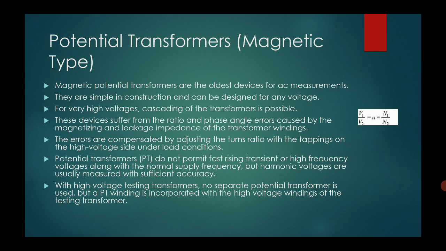These devices suffer from the ratio and phase angle errors caused by the magnetizing and leakage impedance of the transformer windings. So this is one of the issues, that because of this magnetizing and leakage impedance, a phase angle and ratio error will be present. The errors are compensated by adjusting the turns ratio with a tapping on the high voltage side under load condition. Potential transformers (PT) do not permit fast rising transient or high frequency voltage along with normal supply frequency, but harmonic voltages are usually measured with sufficient accuracy. With a high voltage testing transformer, no separate potential transformer is used, but a potential transformer winding is incorporated with the high voltage winding of the testing transformer.